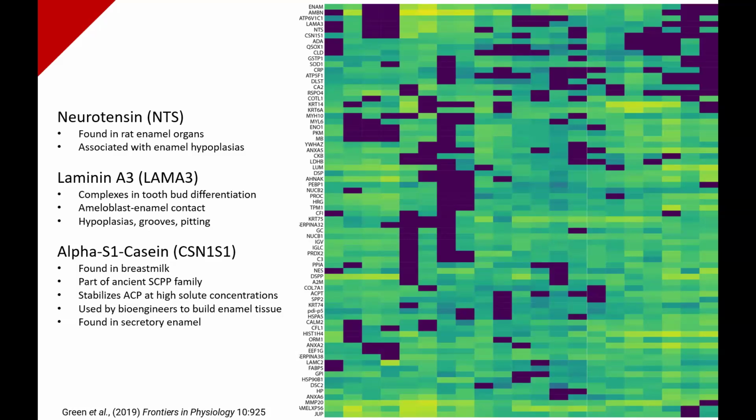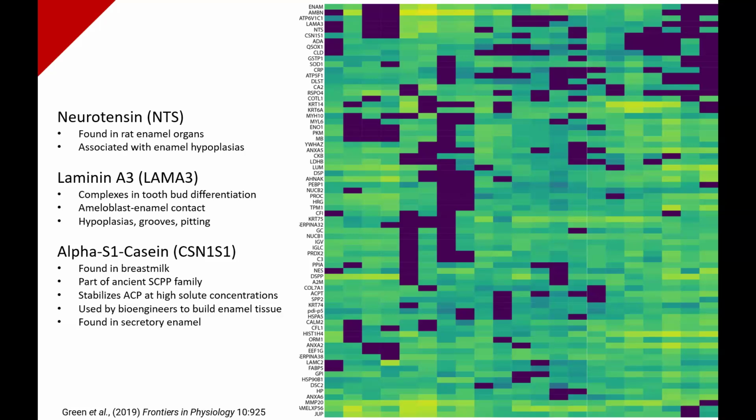So again, never found in enamel before, but it's a major constituent of breast milk. And this is really interesting because, for one, it's part of the secreted calcium phosphoprotein family. So an ancient family of proteins that are important in hard tissue formation in many different vertebrates and other taxa.